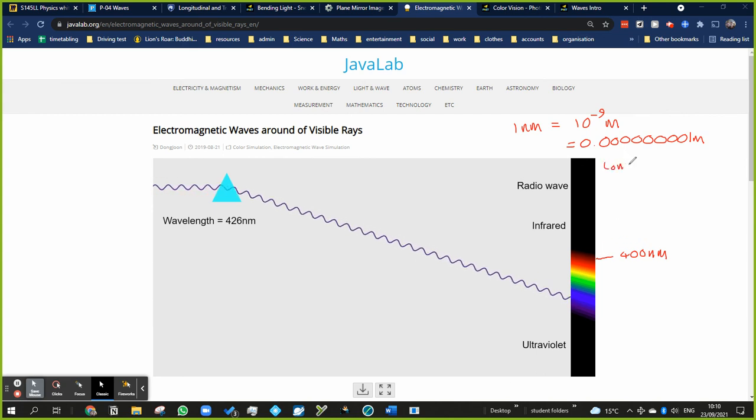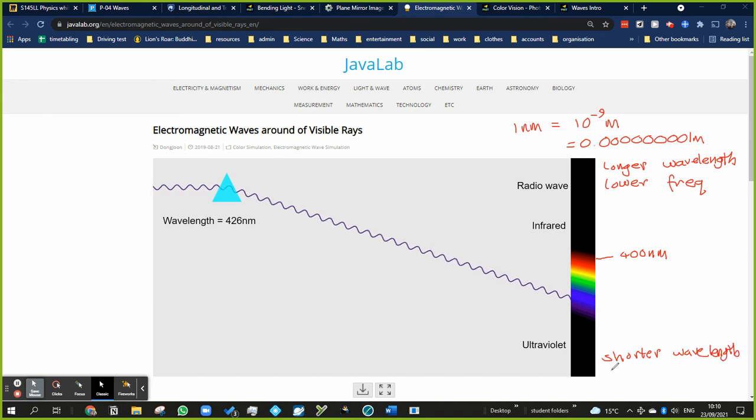So this is longer wavelength, or we could say also lower frequency. And this is shorter wavelength, and it's also higher frequency. And the highest frequency that we can detect is around about 700. Sorry, hang on, I've got this the wrong way around, haven't I? Yes, I have. So hang on a second.